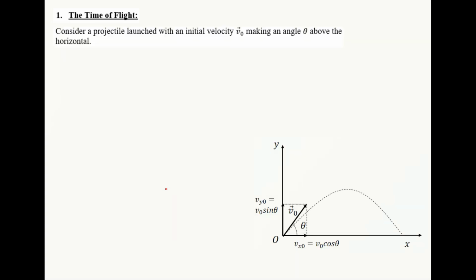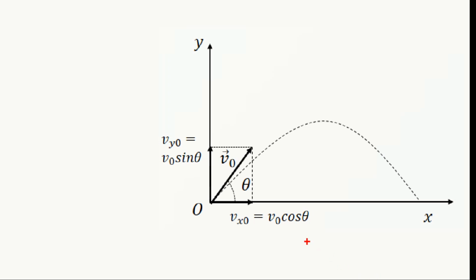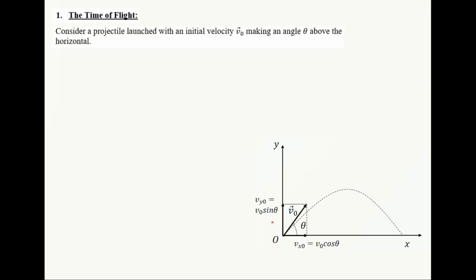Consider a projectile launched with an initial velocity v0 making an angle theta above the horizontal. In this case, we're going to take the positive y direction to be up. This is the initial velocity v0 making an angle theta with the horizontal. Then the initial velocity along the x-axis and the y-axis can be determined via decomposition. Vx0 would be v0 cosine theta and Vy0 would be v0 sine theta.